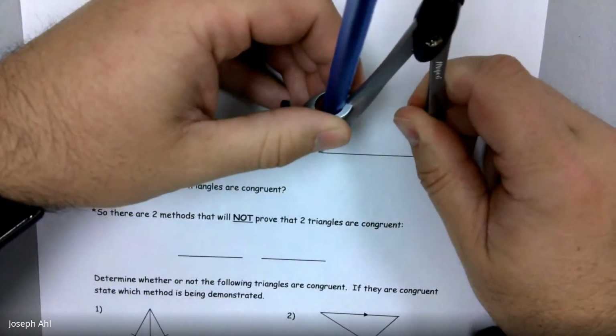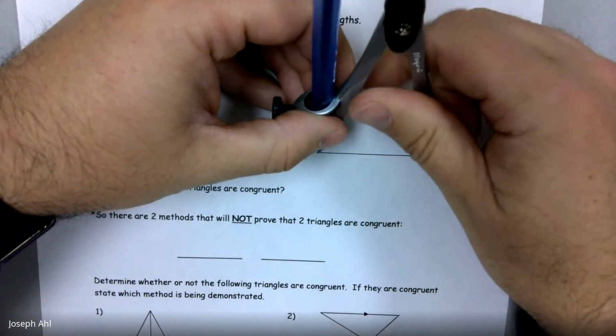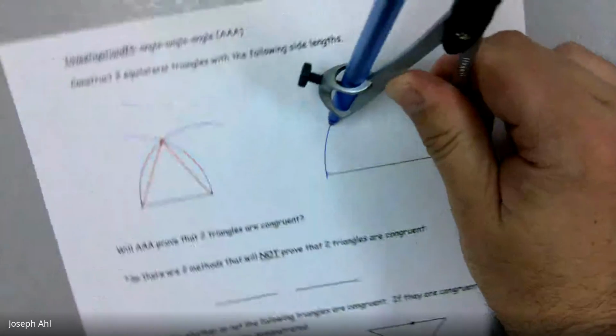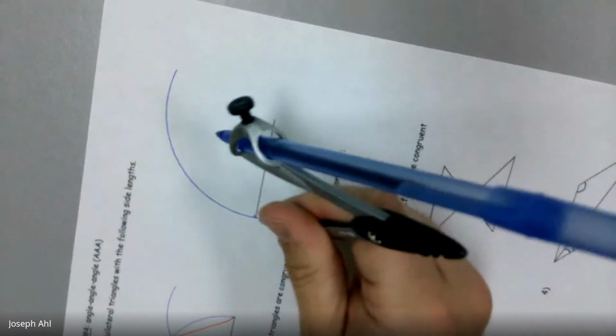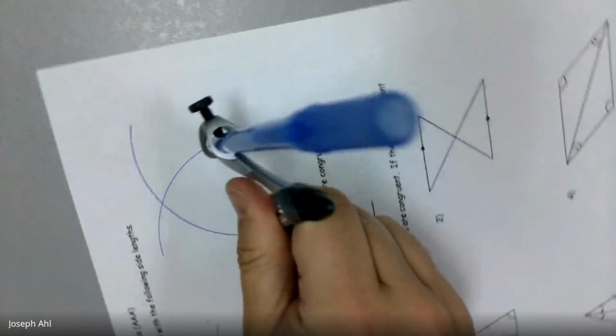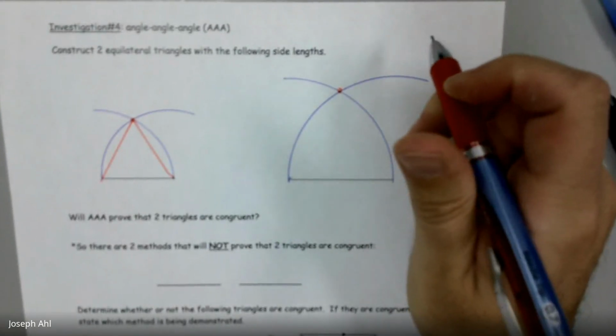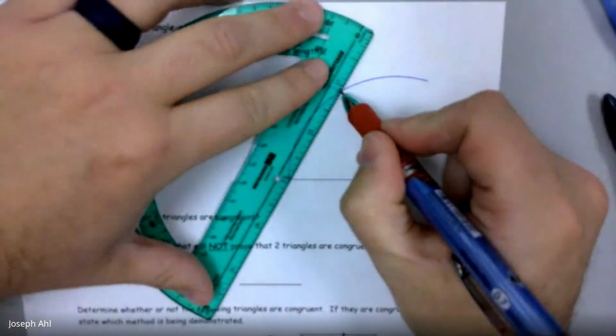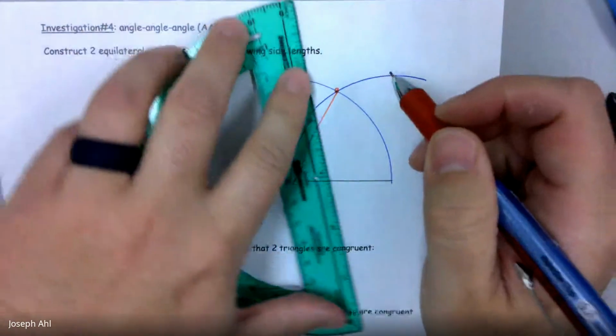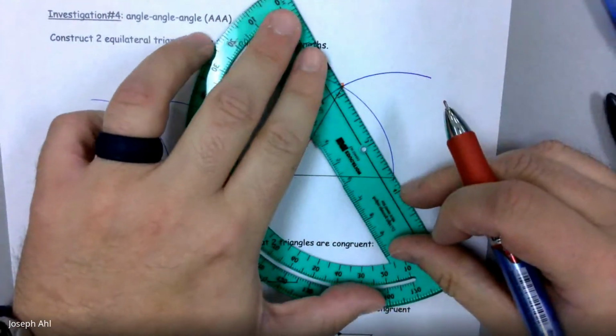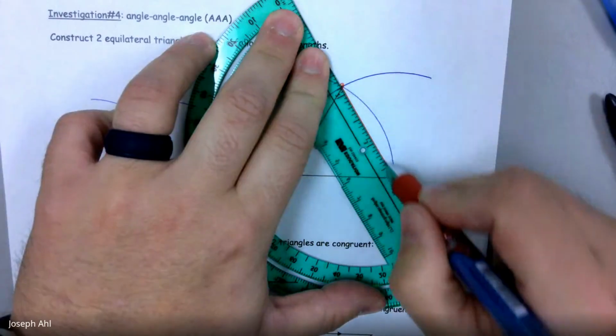Let's do the same thing over here. Open your compass to that exact width. Perhaps you already have this done. Okay, swipe your arc, and then do the same thing from the other side. Swipe that same arc where those intersect. Connect back to each end of the segments.